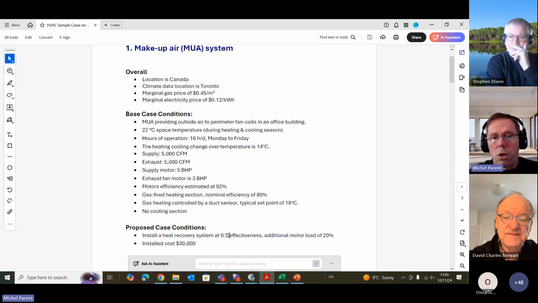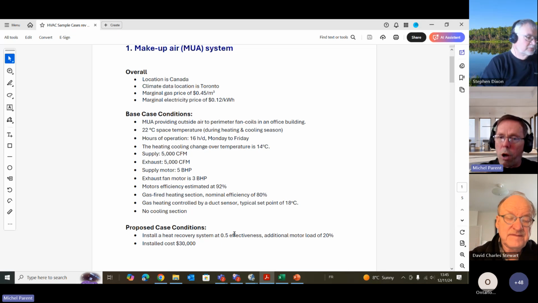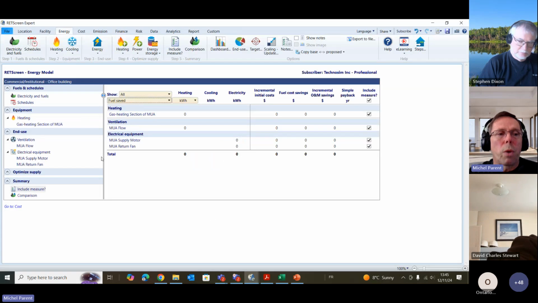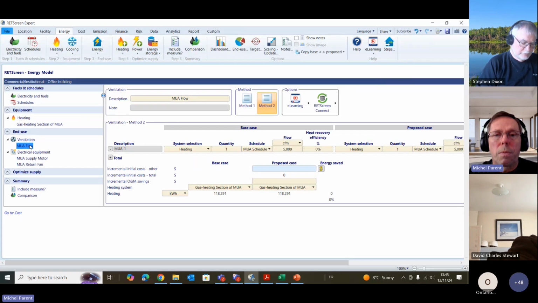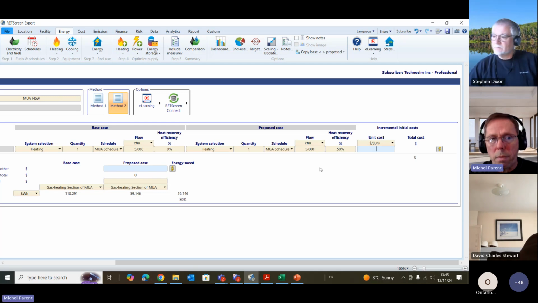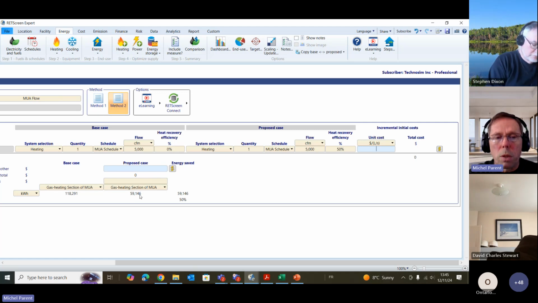So first thing we're going to do is 50% effectiveness. That's, let's say, a runaround glycol loop. So 50% effectiveness, we go back to our flow. We go back to our MUA flow, and remember here we entered the heat recovery effectiveness at 0%. I'm going to enter that at 50% here. Right away, you saw that the consumption for the proposed case went down by 50%.